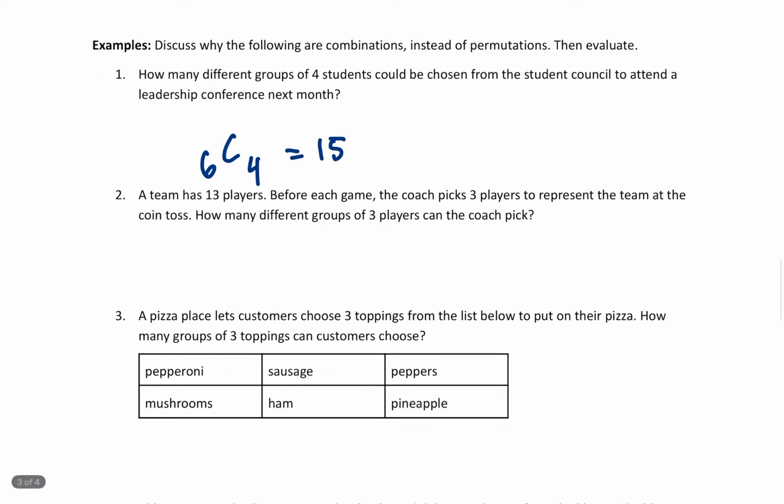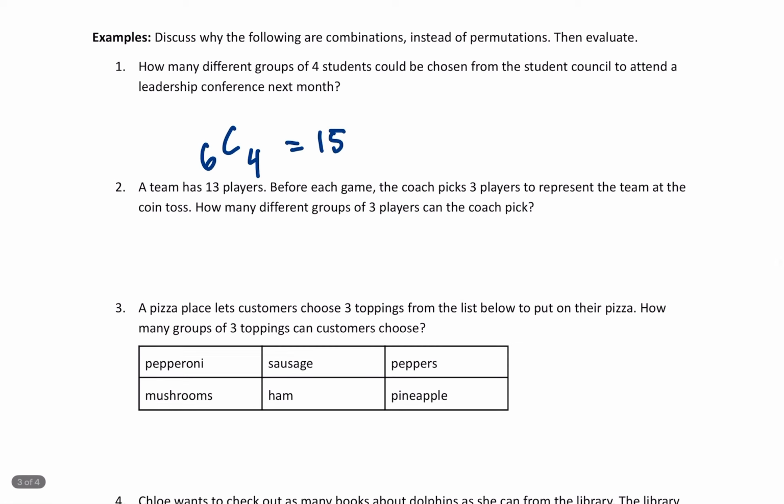Like number 2 says, a team has 13 players. Before each game, the coach picks 3 players to represent the team at the coin toss. How many different groups of 3 players can the coach pick? Well, our answer is going to look like nCr. We need to find our N. The N is always the total amount of things you have. In this case, we have 13 players, and right here it says we're choosing 3 players. So we've got 13 choose 3. If we put that in our calculator, we're going to have 286.